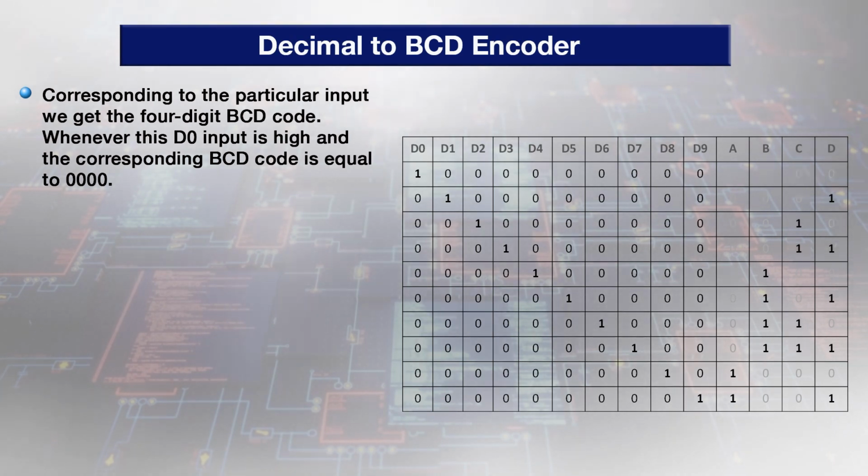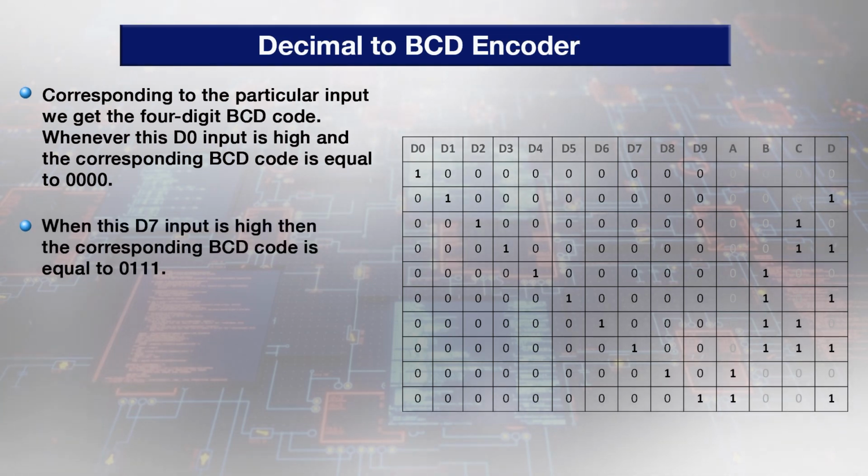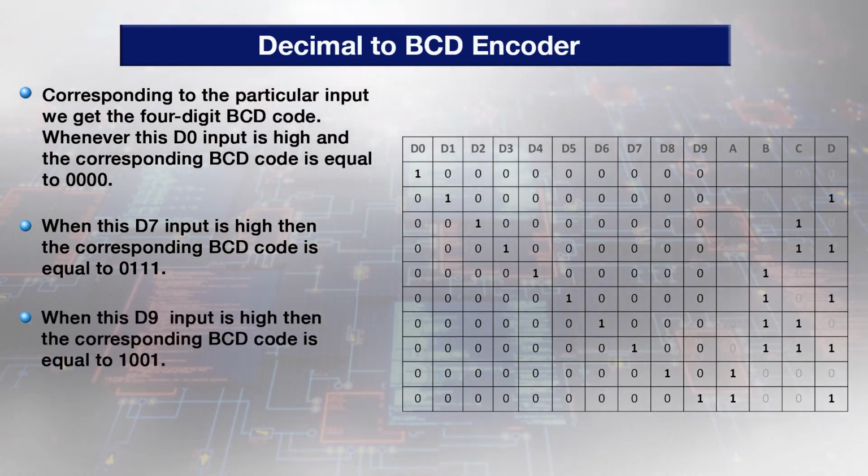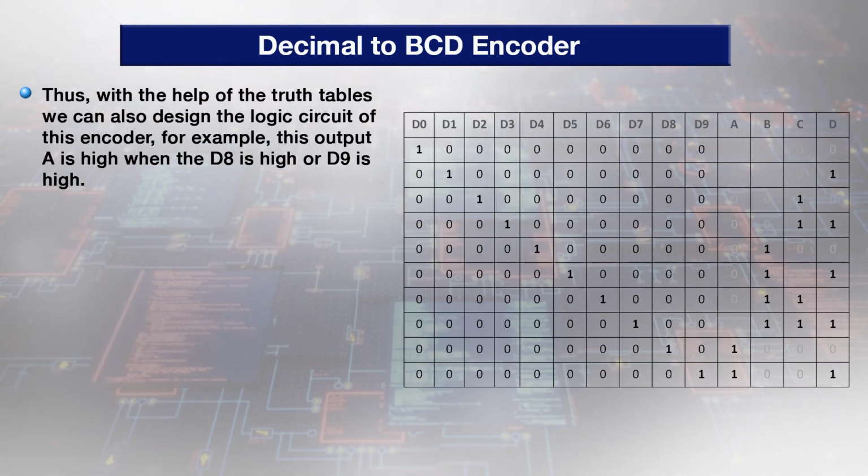Whenever this D0 input is high, the corresponding BCD code is equal to 0000. Likewise, when the D7 input is high, the corresponding BCD code is equal to 0111, and similarly when the D9 input is high, the corresponding BCD code is equal to 1001. With the help of the truth table we can also design the logical circuit of this encoder.